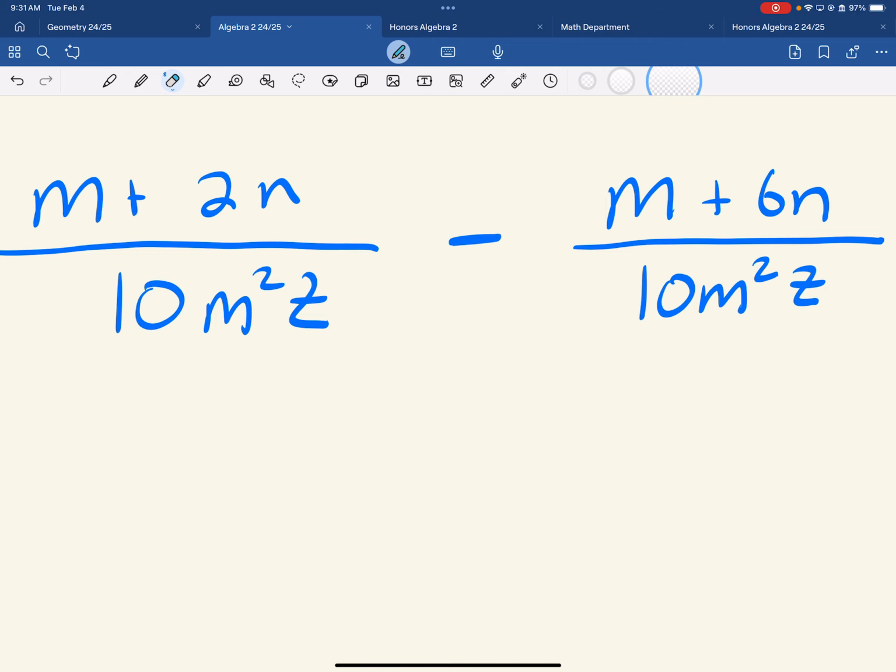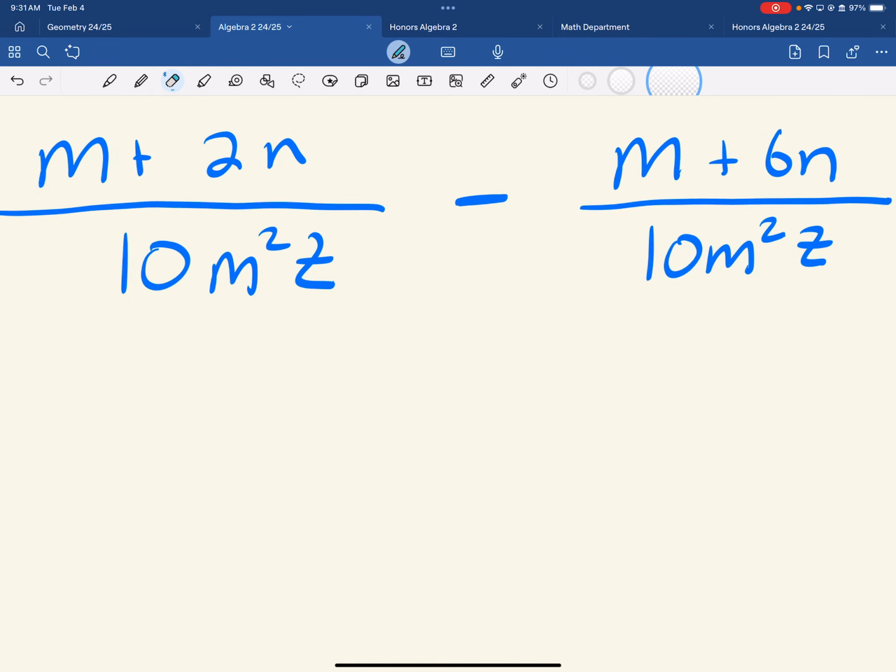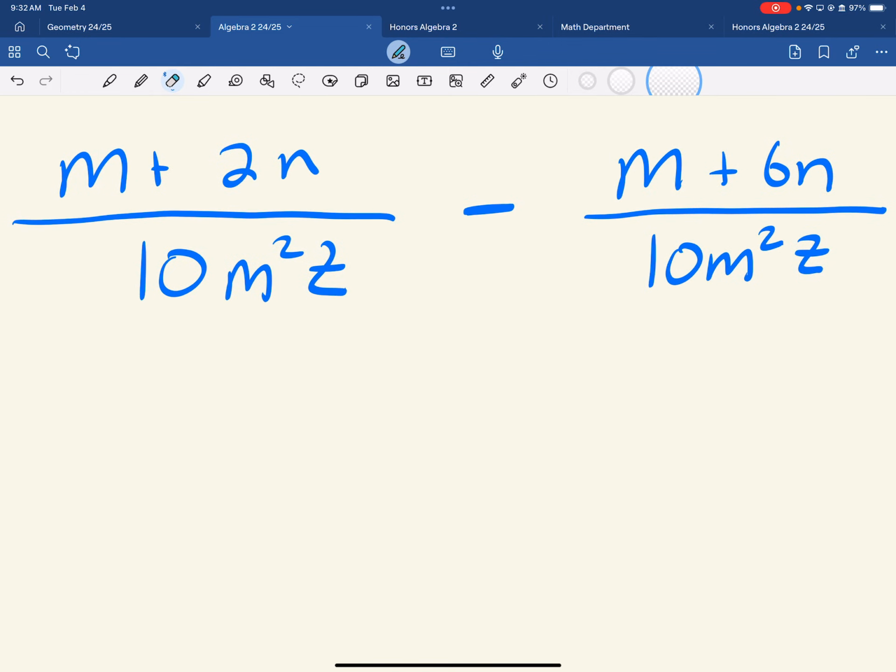So remember when we are adding or subtracting rational expressions, first thing we check for is to see if we have a common denominator. We already do. And since we already do, that makes life a whole lot easier. We don't have to get one. So we know what our denominator is going to be. Our denominator is going to be 10m squared z.